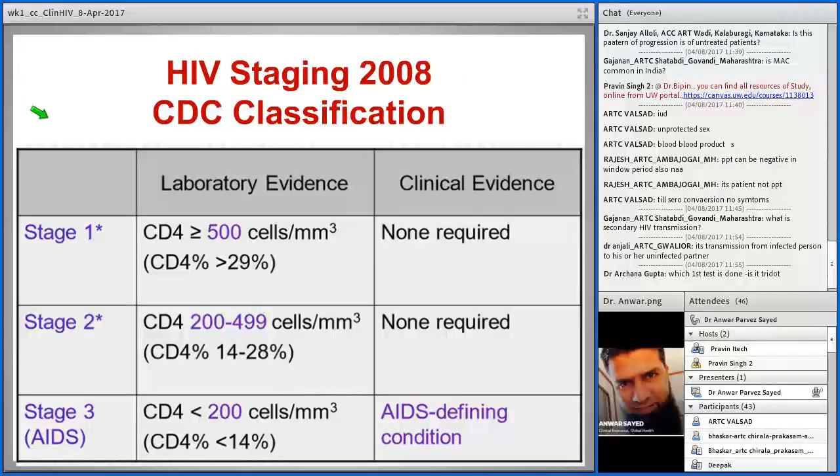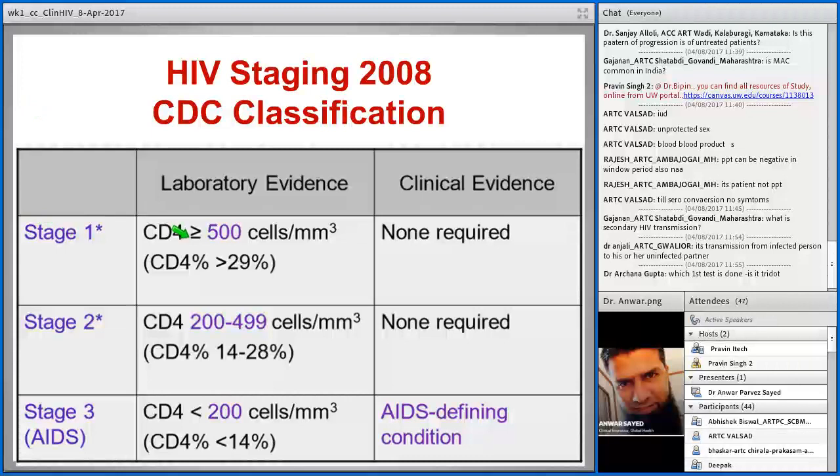Now, you can stage every new person or PLHIV who is coming to you based on two basic staging methods or classifications. One is by CDC, which is the 2008 CDC classification. Second is what is being used by us in India, which is called WHO clinical staging. It is important for you to know the CDC classification, for information, but also because there may be one question in the quiz based on this classification.